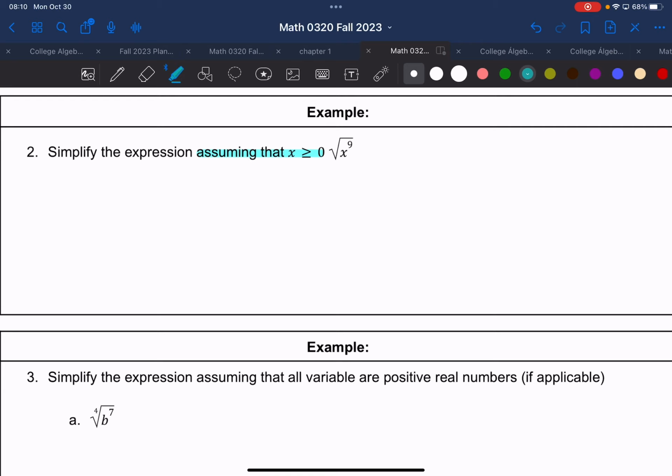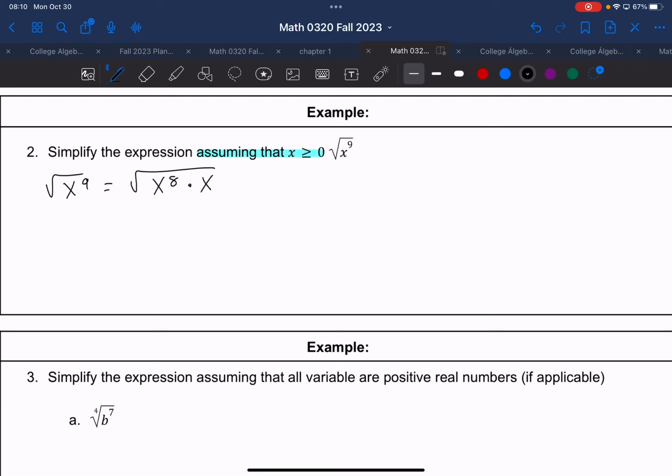So the way we need to simplify this is we need to rewrite the square root of x to the 9th as some of those perfect squares. Remember you had that chart on the last notes? So we could write this as x to the 8th times x, because x to the 8th times x is still x to the 9th. I just separated one x out of it. And I did that because I could rewrite x to the 8th as a perfect square.